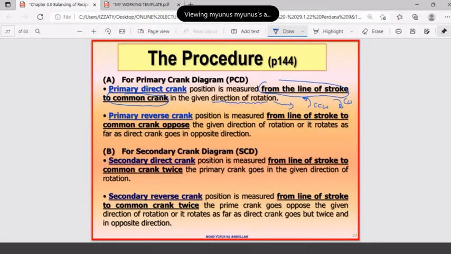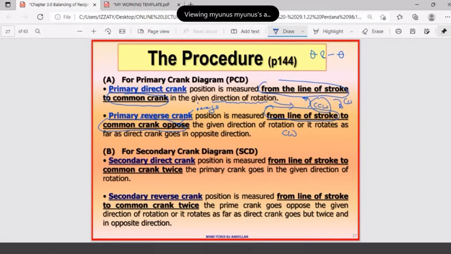The next one is reverse. This one direct, this one reverse. Primary reverse crank, measured where? Line of stroke to common crank, but opposite, because this one is opposite. Remember just now, theta and negative theta. Opposite, why? Because this is the image. As the opposite, it simply means that if this one is rotating counterclockwise, this one is rotating clockwise. This one you understand.